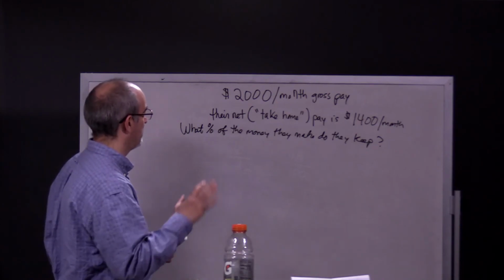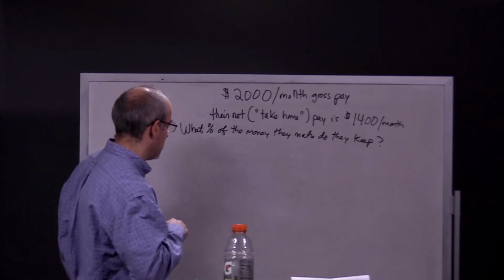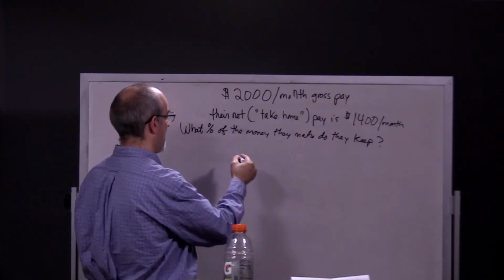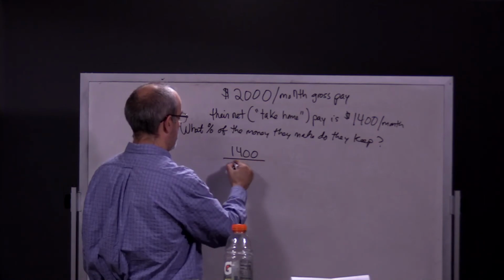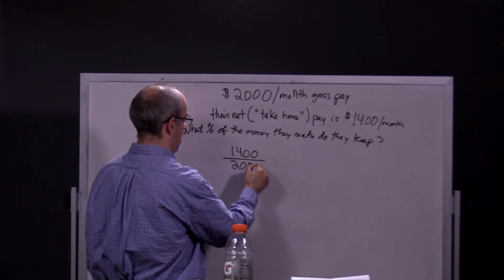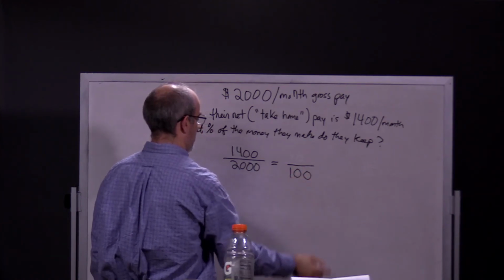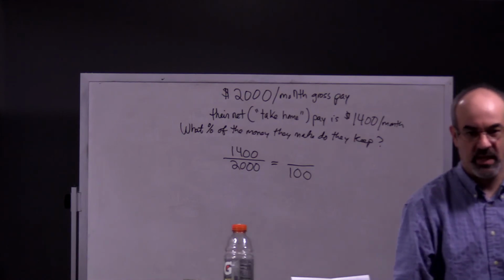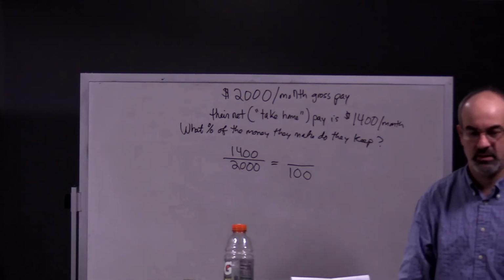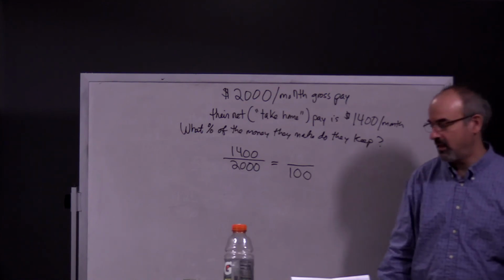Okay, so you already paused it and figured it out on your own. I'm going to do it now. So they get to keep 1,400 of 2,000. What is that out of 100? If they were actually only making $100 a month gross, how much would they be taking home?